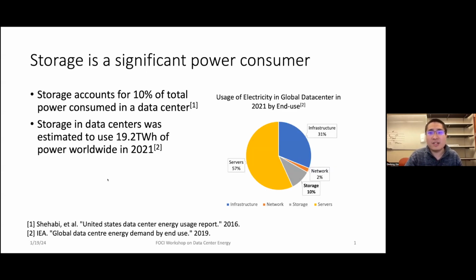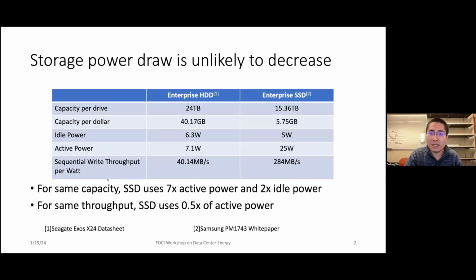Currently, storage is a significant power consumer. For an average data center, the storage system accounts for 10% of the total power consumption, while in a hyperscale data center, the share of storage will be lower, and the share of the other components will be even higher. In 2021, storage in data centers was estimated to use around 20 terawatt hours of power worldwide. Looking into the future, the storage power draw is unlikely to decrease.